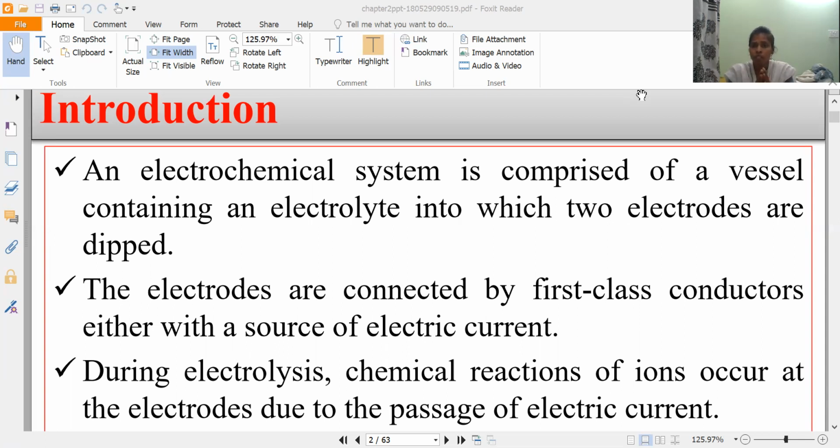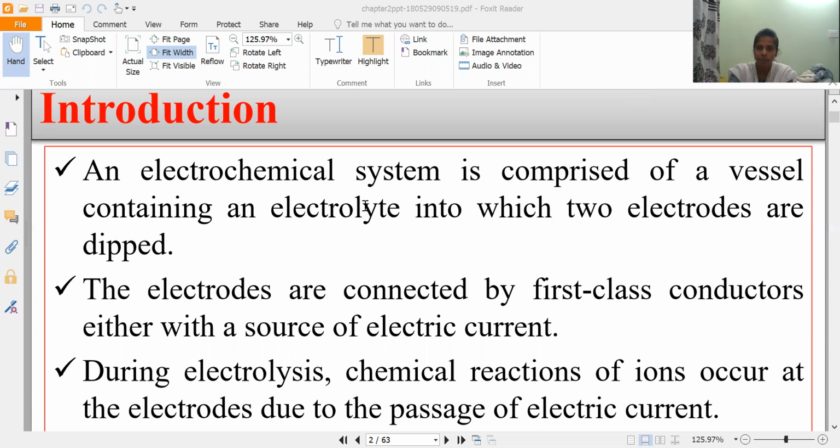In some types of cells, electrical energy converts to chemical energy, and in some other types of cells, chemical energy converts to electrical energy. So based on this interconversion, electrochemical cells are classified into two types. That classification and the construction, today I'm going to explain to you.